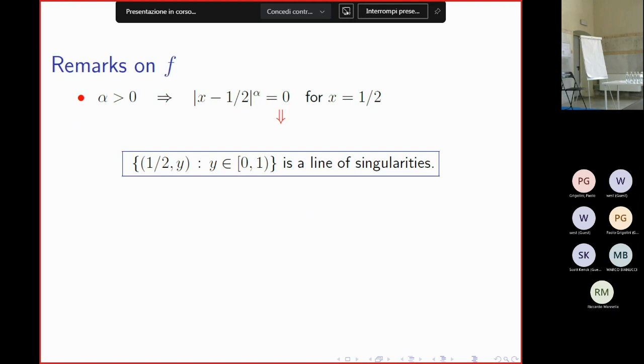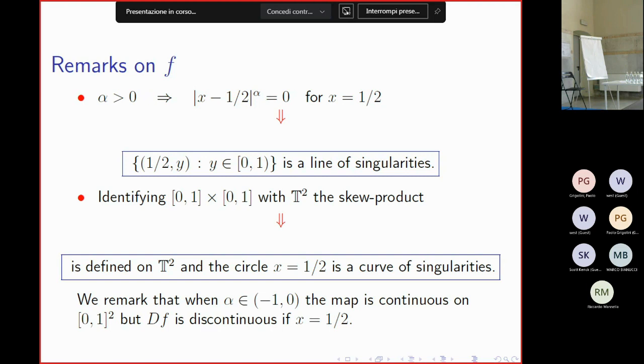Moreover, defined on [0,1] times the torus, the skew product is defined, and the circle x equal to a half is a curve of singularities.